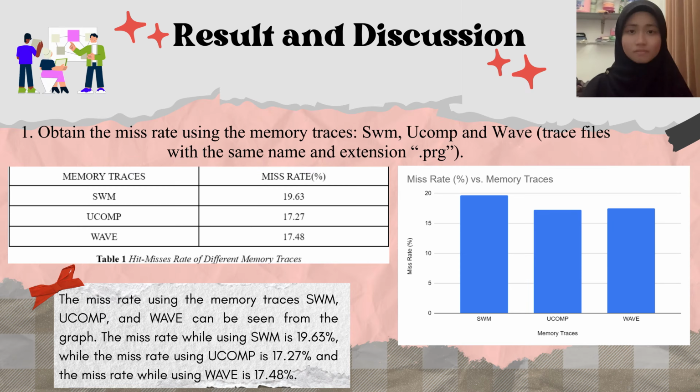When the data is presented in the graph, the difference becomes clearer. UCOM and WAVE have very similar miss rates with only a 0.21% difference between them. However, the SWM trace shows a noticeably higher miss rate, exceeding the others by more than 2%.